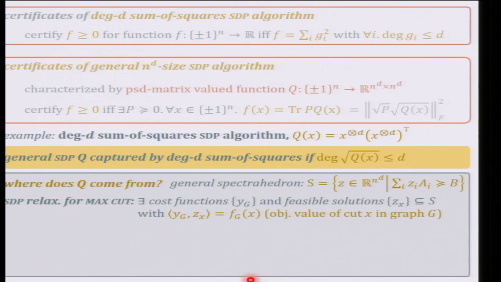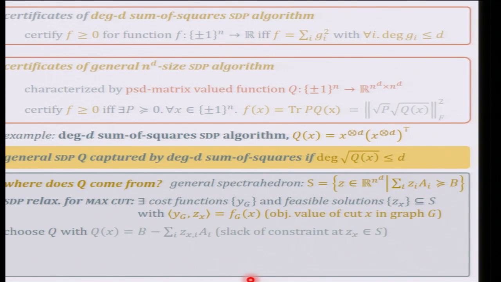Okay, so just think about that if you try to get an LP relaxation for max cut, that's something that we have to do for every actual solution. Your relaxation should have a corresponding solution. So those are the z sub x's, and there should also be a way of simulating the objective function that you care about in terms of linear functions, in some kind of inner products. So there should be cost functions y sub G such that the inner product of y sub G and z sub x is equal to the objective value of x for the graph G.